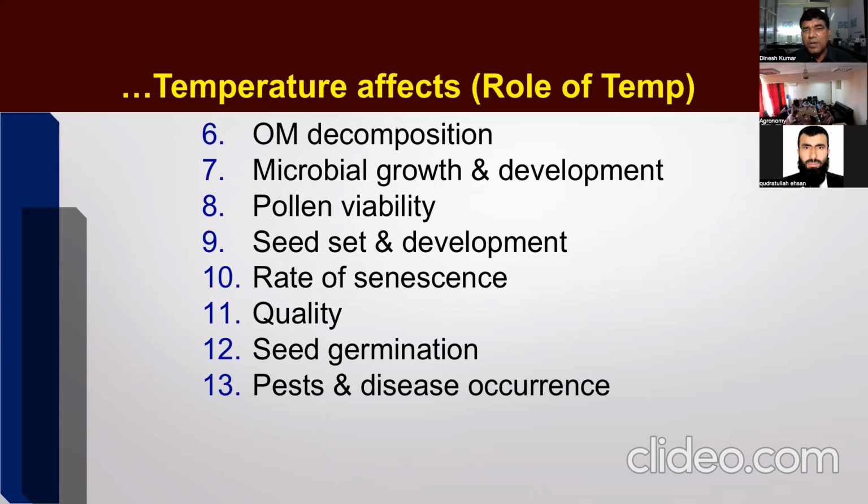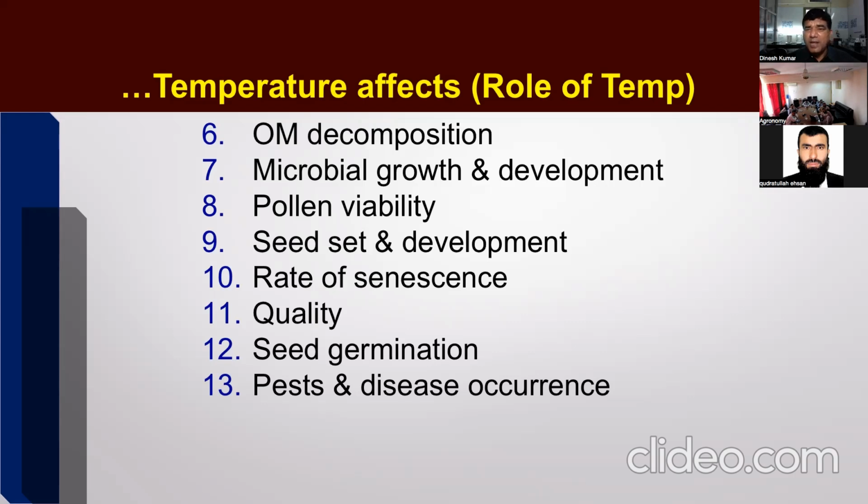Yesterday, I was talking about the case of rice. In rice, the optimum temperature for pollination is 33.3 degrees centigrade. If temperatures are higher or lower than this, the pollen viability will be adversely affected and the grain filling can be reduced. So adverse temperatures reduce the grain filling via reduced pollen viability. Seed set and development: seed set means fertilization, and development of the seed is also affected by temperature.